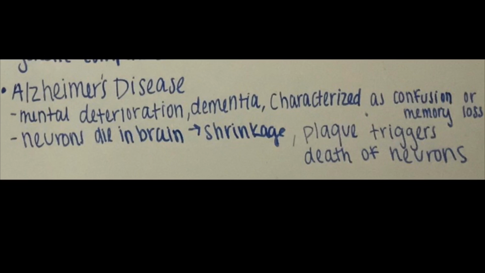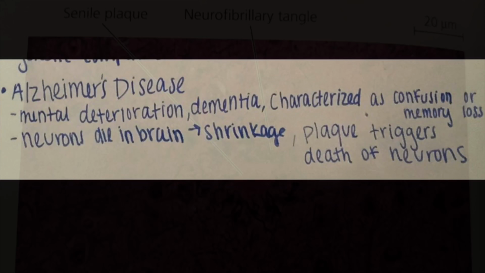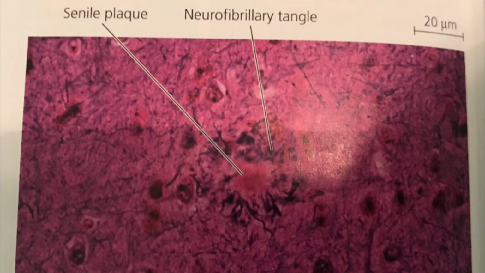Alzheimer's disease. It's a mental deterioration or dementia characterized by confusion, memory loss, and a variety of other symptoms. With medication, humans can live longer, since it progressively gets worse. Neurons in the brain die, which causes shrinkage in the brain. Plaque in the brain triggers the death of neurons. This picture shows a person with Alzheimer's disease, and you can see the plaque formed in the brain.